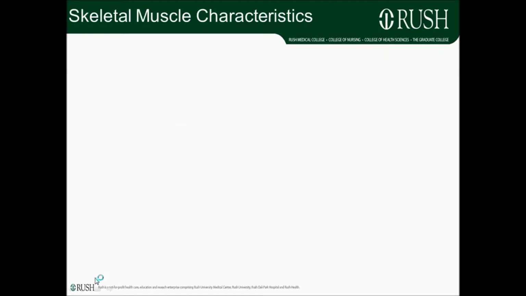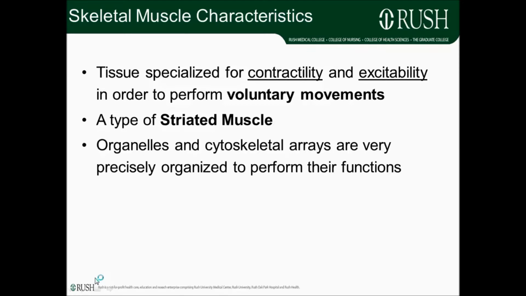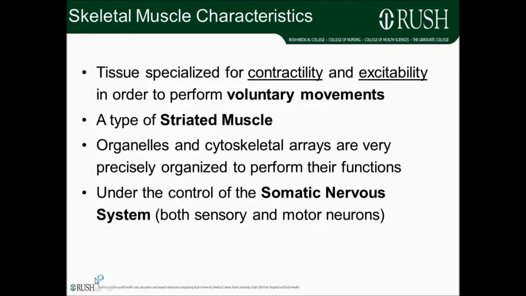What are the characteristics of skeletal muscle? It is specialized for contractility and excitability, and these are in order to perform voluntary movements, that is, in contrast to cardiac and smooth, which are both involuntary. It's a type of striated muscle, and it shares that characteristic with cardiac muscle. And its organelles and cytoskeletal arrays are very precisely organized in order to contract. Skeletal muscle is under the control of the somatic nervous system and has both components of the sensory and motor systems.